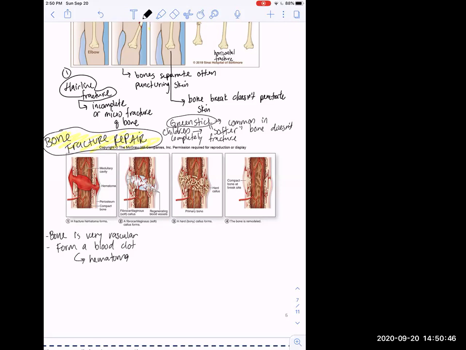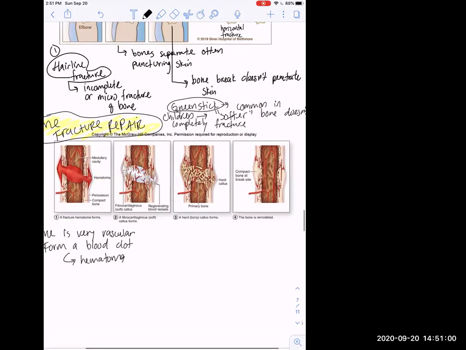Is it possible to bleed out from a bone break? Yes, it can be, which is why, hopefully, if things are working, your blood should be clotting, and you should form a thick blood clot at the site of the break. Okay, that prevents further blood loss.